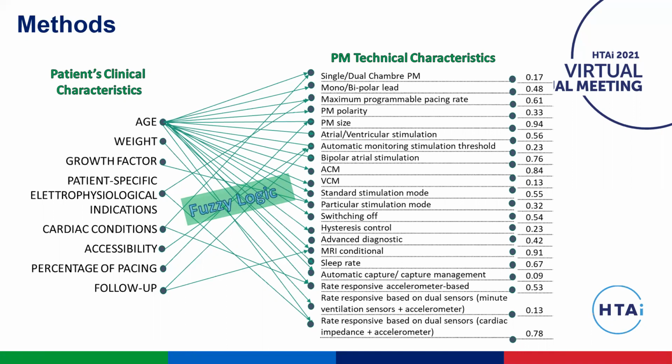Through a set of fuzzy logic rules which match the current physician decision-making process, it will be possible to associate 1 or more patient clinical characteristics to pacemaker technical features. The set of rules will obviously be one-to-many, and at the end of the process, each technical characteristic will assume a percentage value which represents whether that feature is useful to address the patient-specific clinical problem.